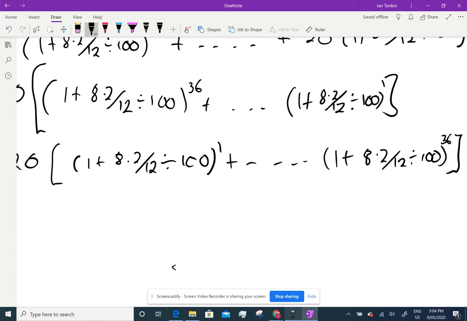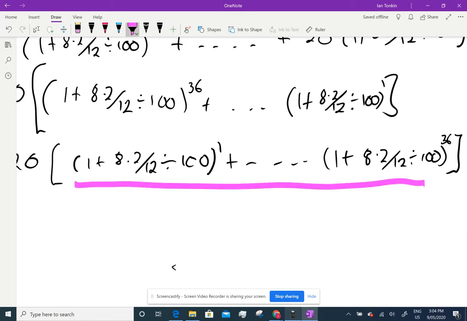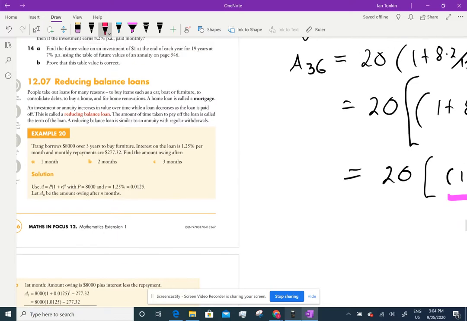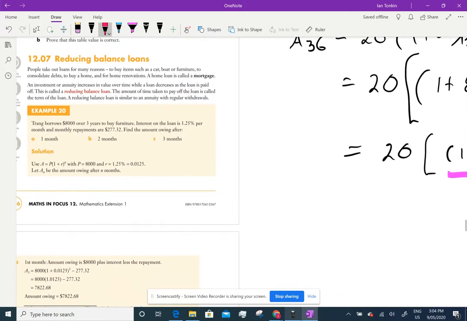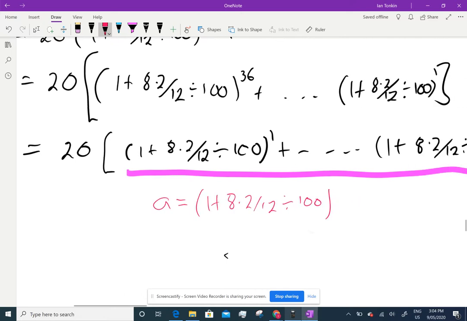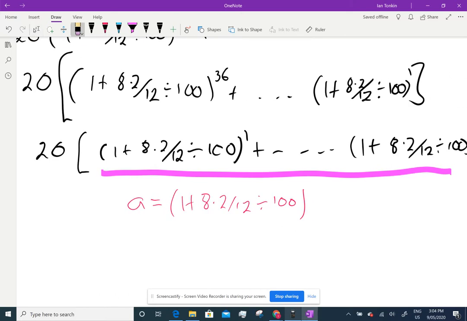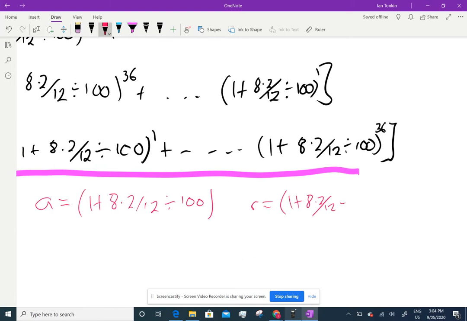And this is a series. Now, what series is it? Well, A equals 1 plus 8.2 divided by 12 divided by 100. Was it 8.2? I'm losing myself here. 8.2 it is. They had to give us a recurring. I wish they'd given us a decimal that wasn't a recurring. Now my R is the same thing: 1 plus 8.2 divided by 12 divided by 100.